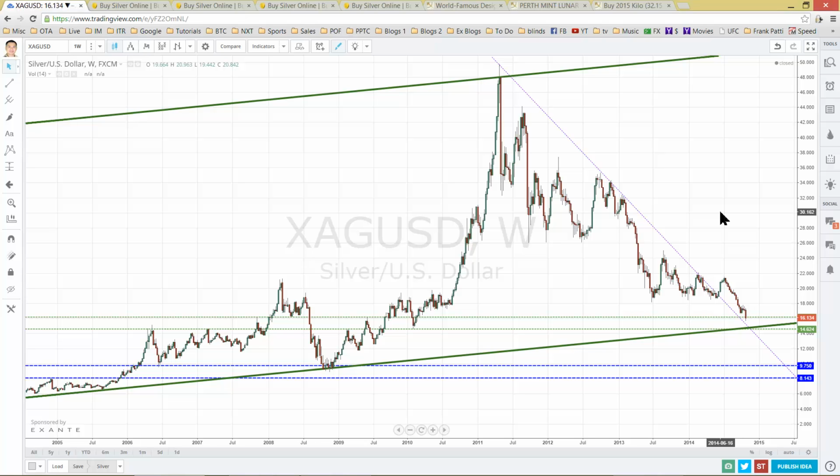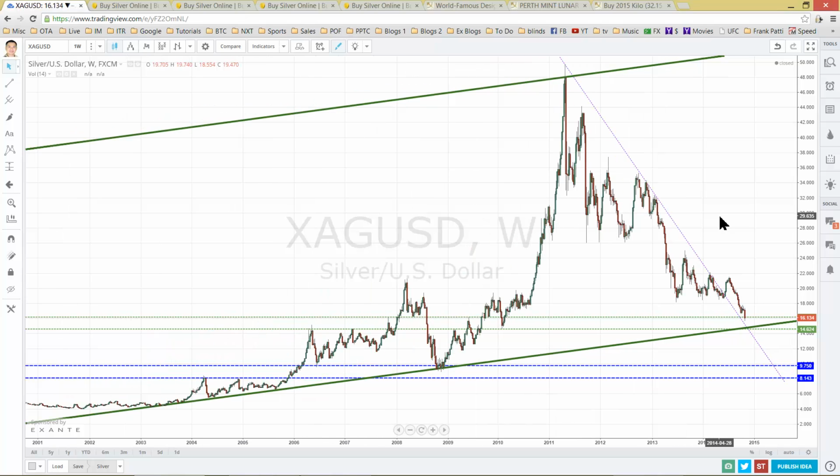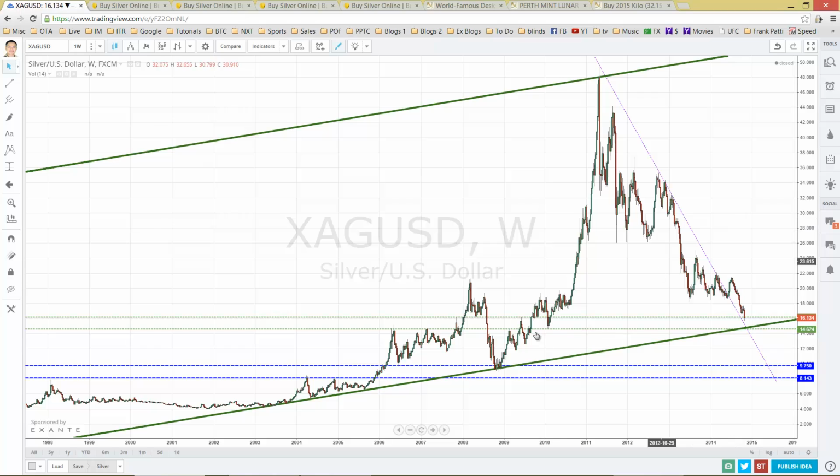So on this chart, I will go ahead and zoom out so you can see that the dark green lines represent the long-term trend or channel of the price of silver, going back all the way to the late 1990s, where the price of silver was around $5, and then it ran all the way up to $49 up here, and then now it's fallen back down to the $16 price range.